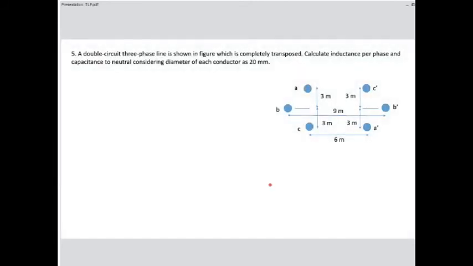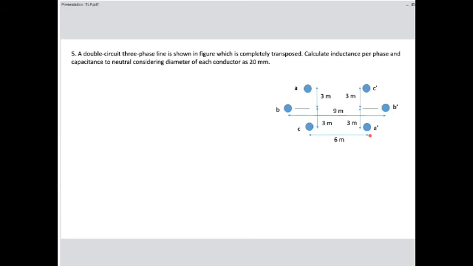So this is an example of a three-phase and double circuit. You can see the three-phase conductors configuration on one side of the tower. This is where the tower is, and that is where the other circuit, A prime, B prime, C prime, is for the second circuit. And the geometrical distances between them are shown.